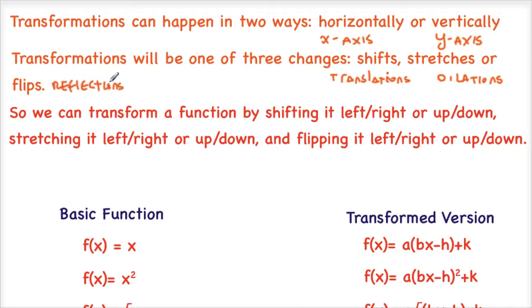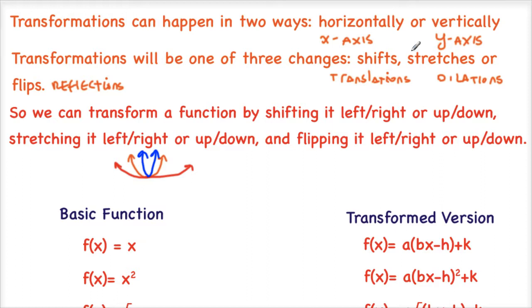So we're going to take these parent functions and those basic forms of the graphs, and we're going to shift them left or right along the x-axis or up and down along the y-axis. Then we're going to stretch it left or right or up and down. And what we mean by that is, let's say if I have a parabola, and let's say that's the basic parent function, I'm either going to stretch it and make it a little bit wider like this, or I can stretch it and make it skinnier to look like this. Okay, and so we'll explain that a little bit more in detail.